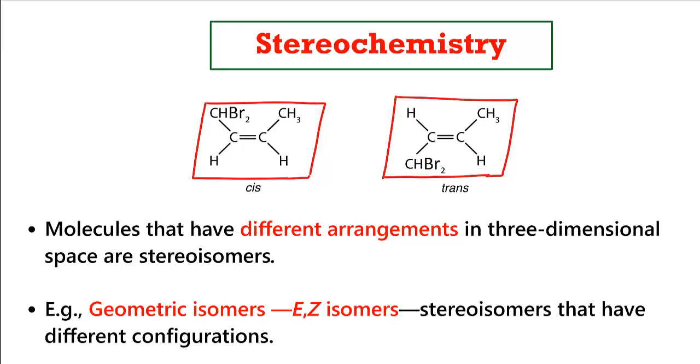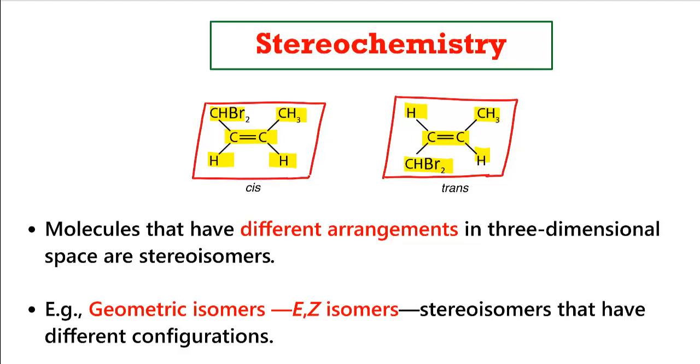For example, this molecule contains a CH3 group. This also contains a CH3 group. This contains a CHBr2 group. This also contains a CHBr2 group. Two hydrogens are there. Two hydrogens are also there. One C=C double bond is there. Another also has a C=C double bond. So what is the difference between these two molecules?